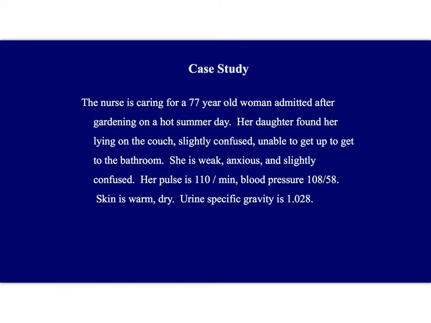All right, so here is the scenario. A 77-year-old woman admitted after gardening on a hot summer day. Her daughter found her laying on the couch, confused, unable to get to the bathroom. She's weak, anxious, and confused. Her pulse is 110, blood pressure is 108/58. Her skin is warm and dry. Her urine specific gravity is 1.028. Now, side note, normal urine specific gravity, which is a measurement of concentration, is 1.010 to 1.030. So it's on the concentrated side.